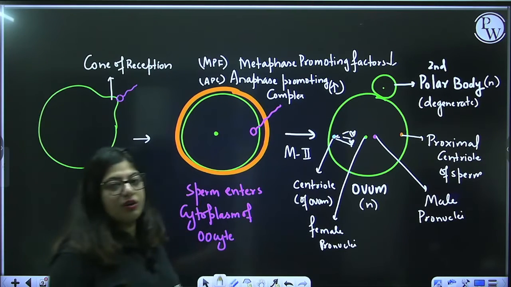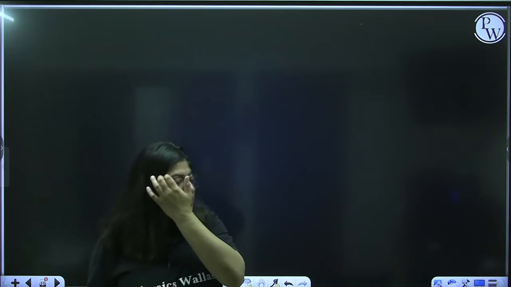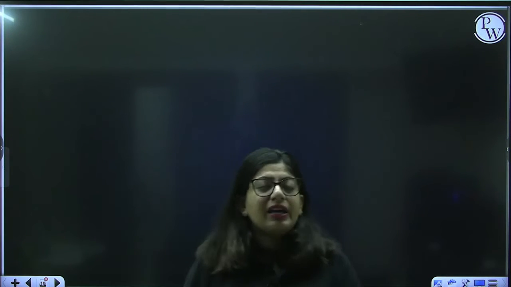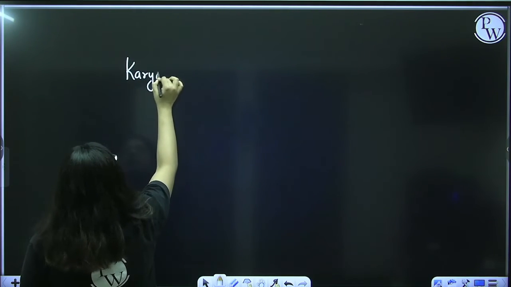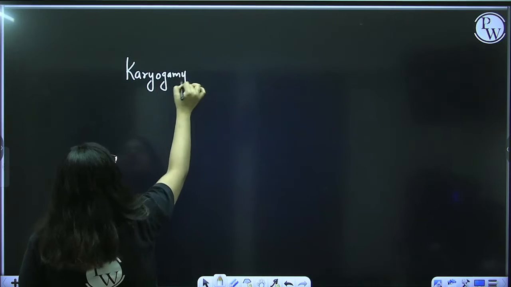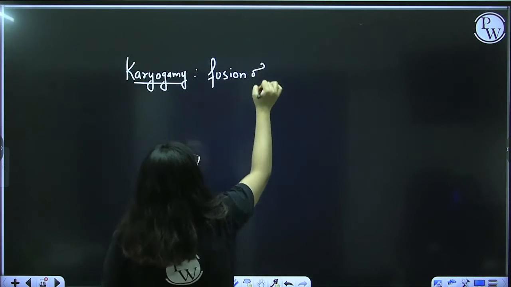Now the fusion, or syngamy, will take place, karyogamy will take place. There are two processes under fertilization: syngamy, fusion of plasma membrane, that has already occurred, and karyogamy, that is a fusion of nuclei. And now the last step of fertilization is karyogamy. Karyo word is always used for nucleus. That's the fusion of pronuclei.